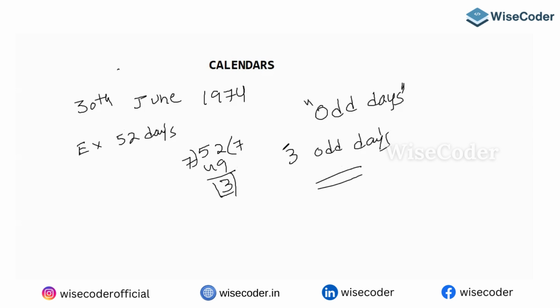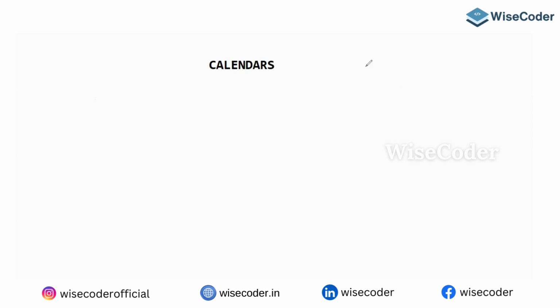The point here is very simple. If you know the number of odd days, the job is going to be very easy. So you need to figure out how many odd days there are. After the odd days, you must know two things: what is a leap year and what is a non-leap year?